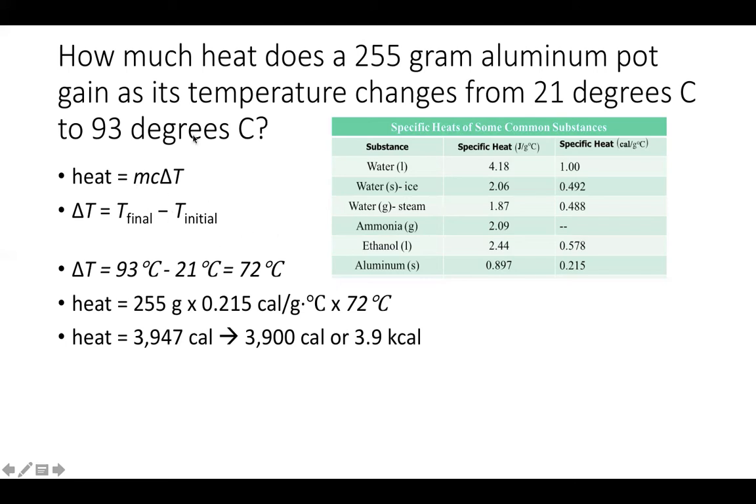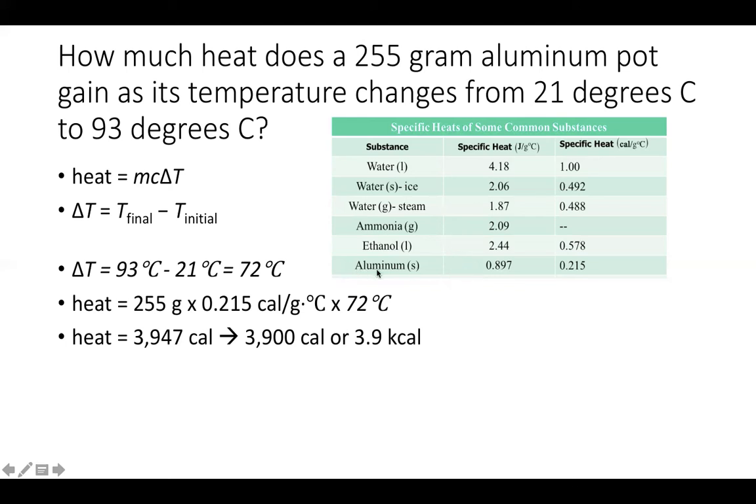So we have our mass. That's pretty straightforward. That's 255 grams. And then our specific heat we have to get from a table. I will provide these for you. You do not have to memorize these numbers. We do want to make sure we are using the correct numbers. So in this case, we're talking about aluminum. That's the bottom one here. I cut off the rest just for the purpose of this talk.